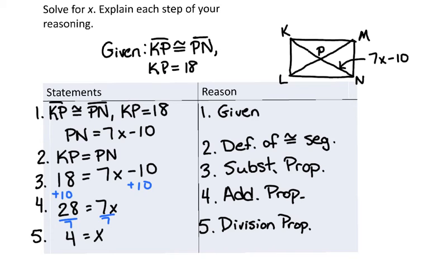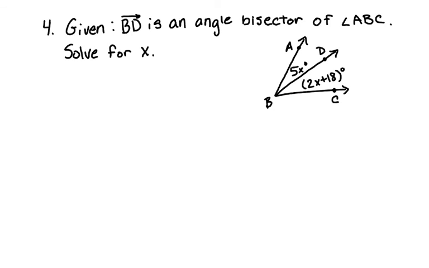Alright, so I'm going to do one more proof, which is not on your handout, but please draw it in as I do this. It's on this next page. Okay, it says, given ray BD is an angle bisector of angle ABC. We're going to solve for x. So let's do our statements and reasons columns and write this out.